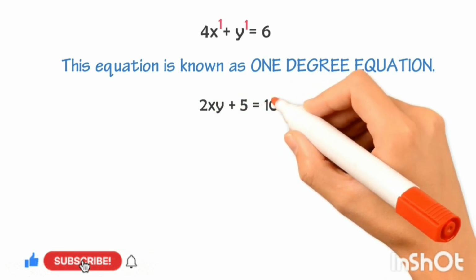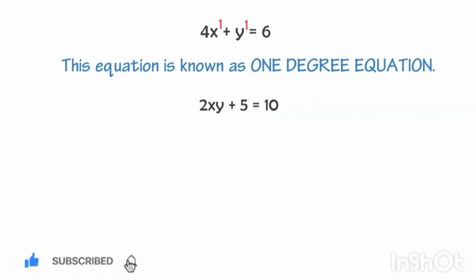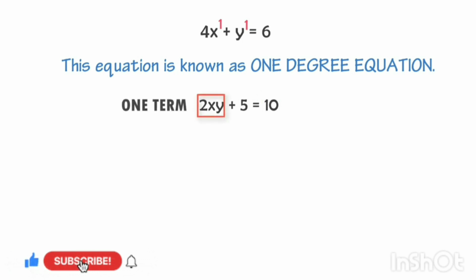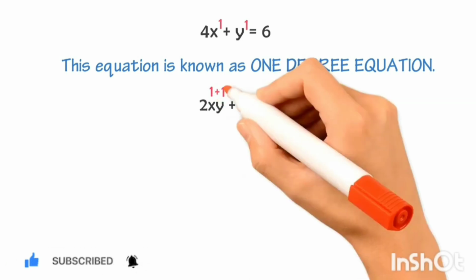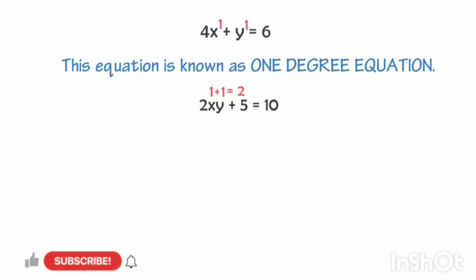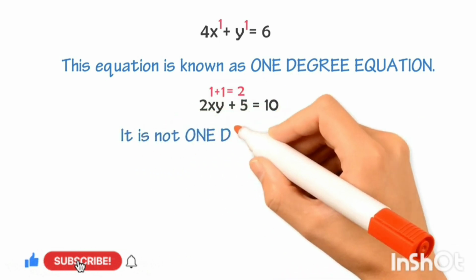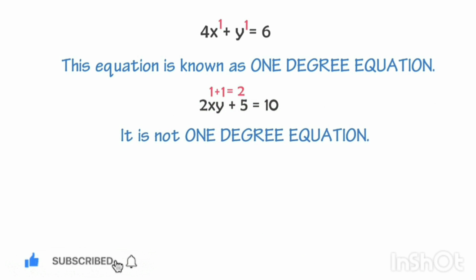2xy plus 5 is equal to 10. This equation also has three terms: 2xy, 5, and 10. The term 2xy is considered as one term. The power of x is 1, and the power of y is also 1. Hence 1 plus 1 is equal to 2. Thus the highest power of this equation is 2. Therefore, it is not a one-degree equation. Hence, it is also not a linear equation.